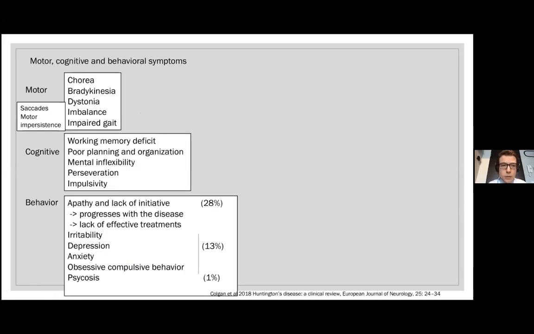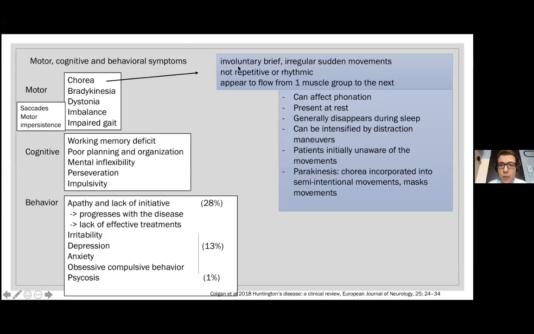Okay, so a little bit more about the symptoms. So in terms of motor symptoms, there is chorea, which consists of involuntary, brief, irregular movements that are not repetitive or rhythmic and appear to flow from one muscle group to the next. We'll see videos which will help understand. It can also affect phonation, so the speech, and it is usually present at rest, but it disappears during the sleep. And it can be intensified when the person is distracted, and the patients usually are not aware of the movements in the beginning, but as the disease progresses, they might start incorporating the chorea, the dance-like movements, into semi-intentional movements.